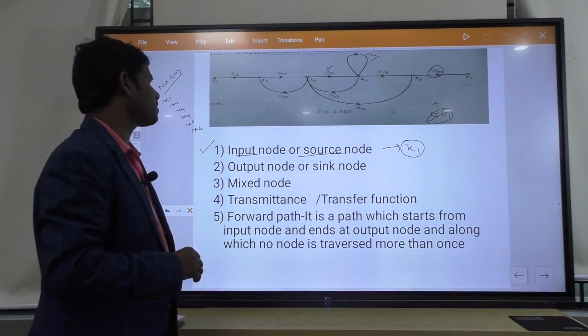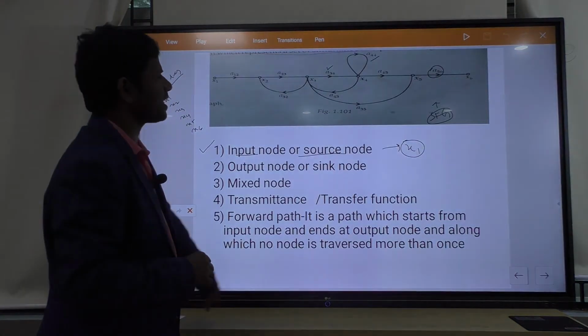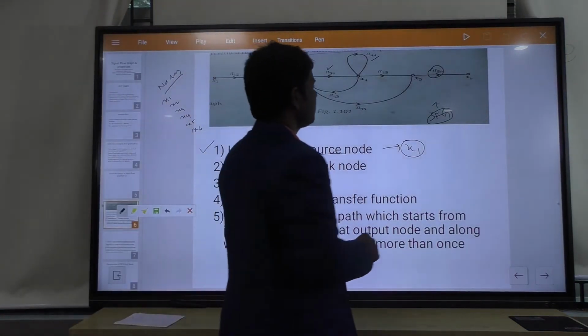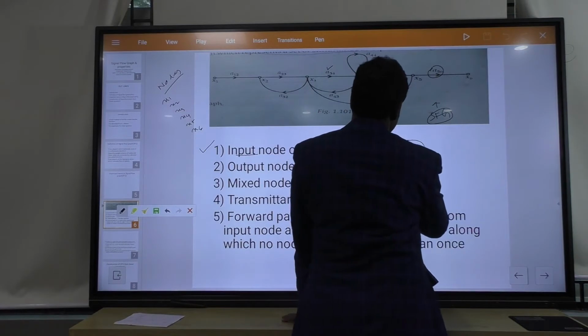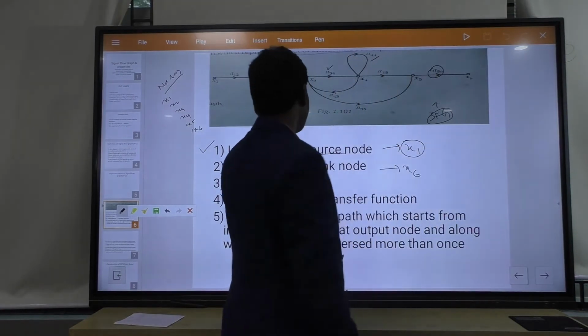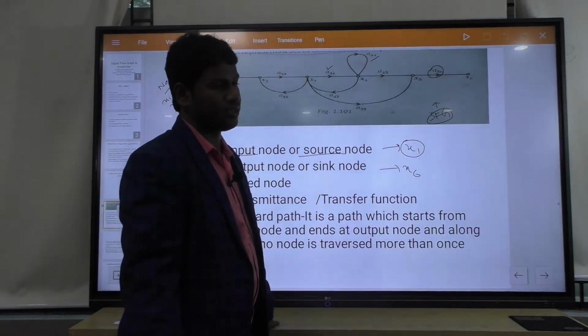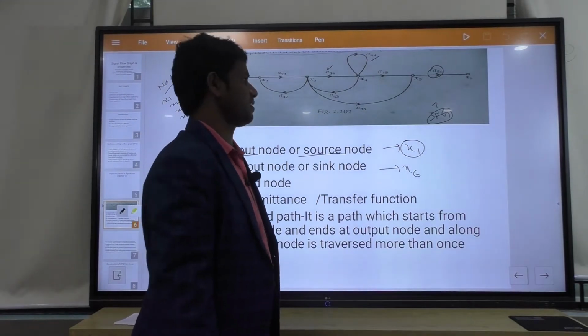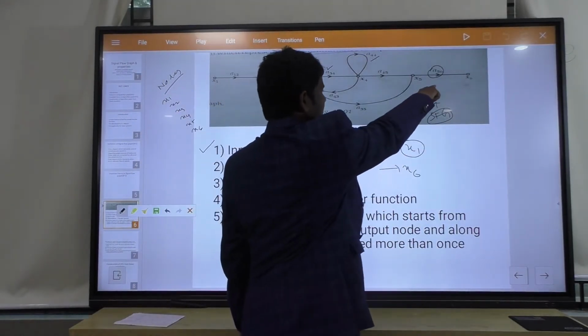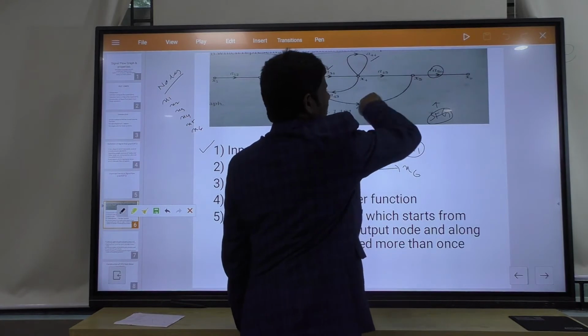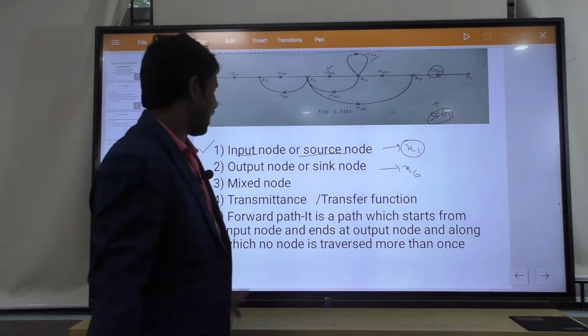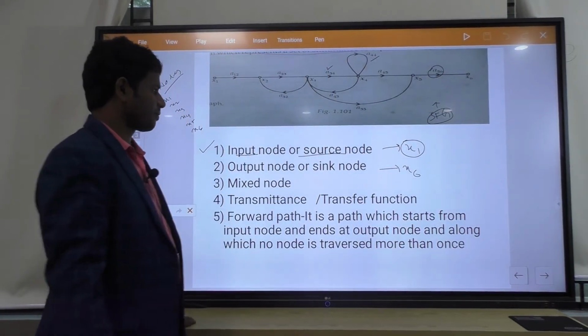Then output node or sink node. Output node means the last node. The last node you see is x6. What is the output node definition? Output node or sink node is the node which has only incoming branches. You see x6 has only incoming branches, all signals enter x6. So this output node has only incoming branches.